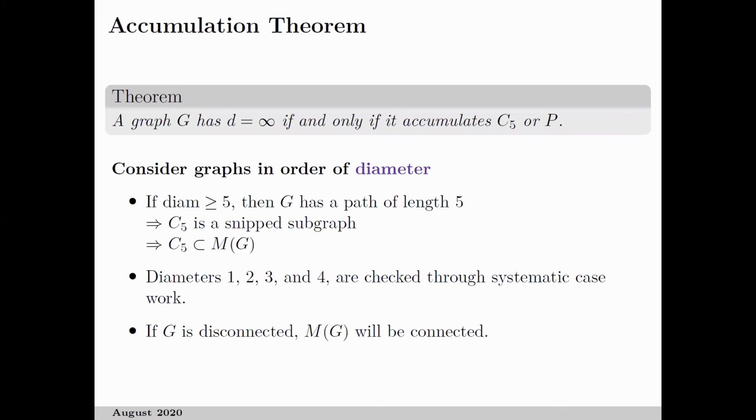If the diameter is greater than or equal to 5, the graph must have a path of length 5. This gives C5 as a snipped subgraph, and hence C5 will be a subgraph of M of G. We then checked the diameters 1 through 4 with systematic casework, which we will elaborate on next. Lastly, diameter is only defined for connected graphs, but we know that if G is disconnected, then its first matching will be connected. So, in this way, we are able to prove the result for all graphs.